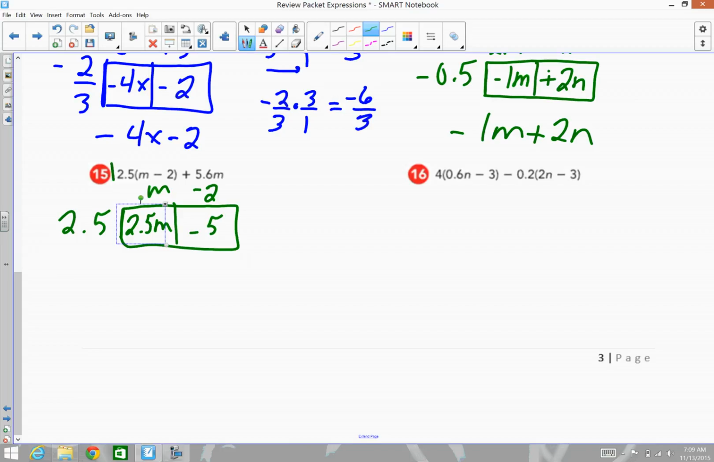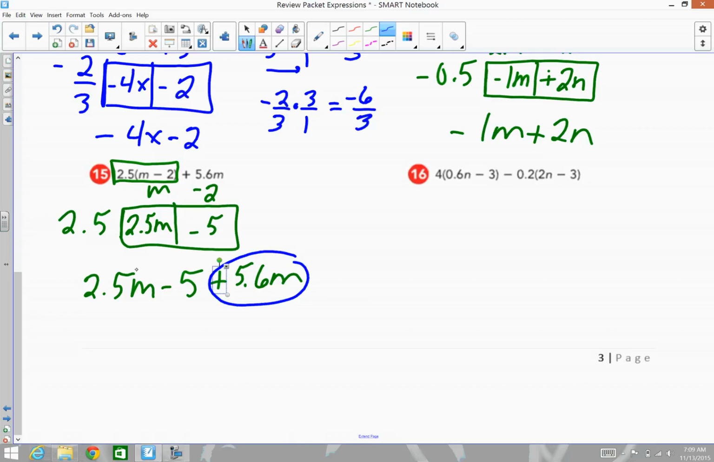Okay, so that box replaces the one up top. So we can rewrite this as 2.5m minus 5 and then plus the 5.6m that was there the whole time. And now we need to combine the m's. Okay, when we do that, 2.5 plus 5.6, we get 8.1m and then minus that 5.